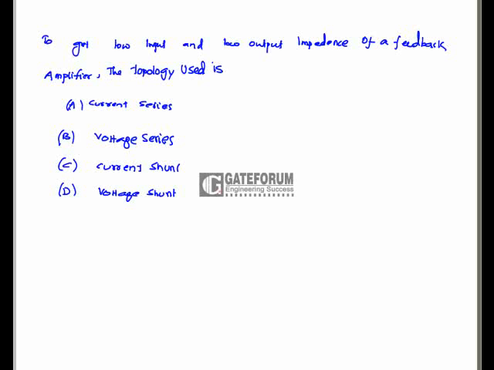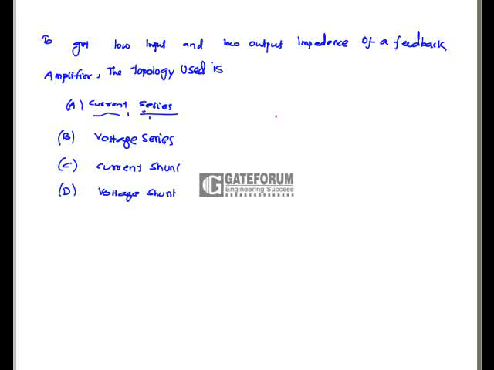Input and low output impedances of a feedback amplifier, the topology used is here series kind of connection. See, first parameter always, that is the parameter towards the output side, and the second is these and this is the first, this is second. So in order to get low input as well as low output impedance, the output must be connected in shunt and the input must be connected in shunt.